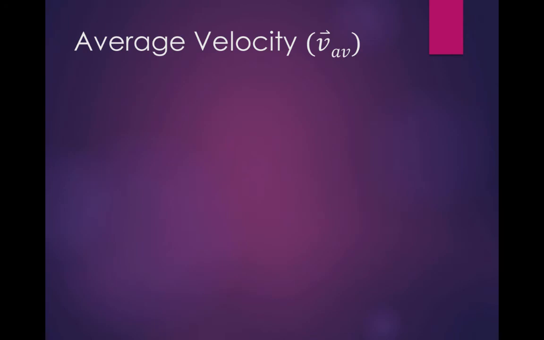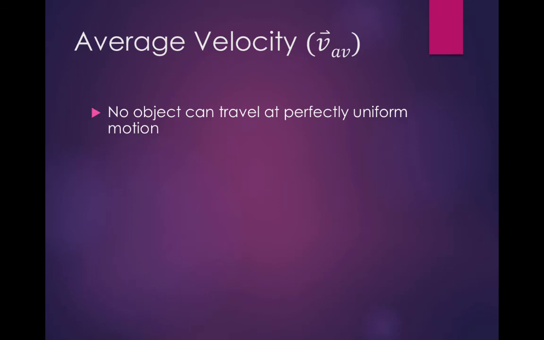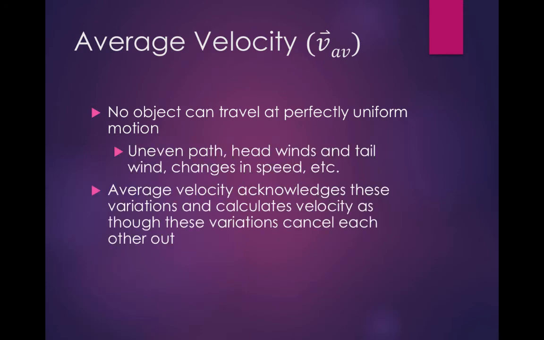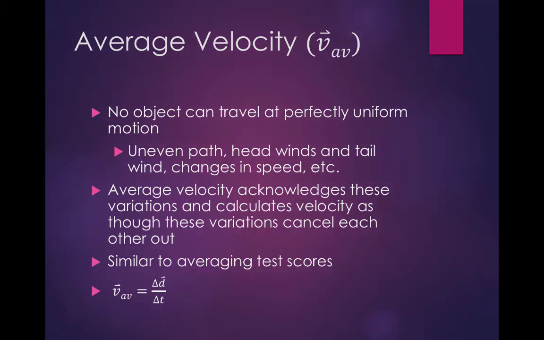We have a slight issue, as not all objects can travel at perfectly uniform motion, due to things like uneven path, headwinds, tailwinds, friction, changes in speed, etc. So what we do is we use average velocity. Average velocity acknowledges these variations and calculates velocities as though these variations cancel each other out. It's similar to averaging your test scores. Your low test scores are averaged out by your high test scores, and your median scores stay the same. The formula is the same as velocity, but includes the subscript AV, or average, to show that the variations have been normalized or averaged out.